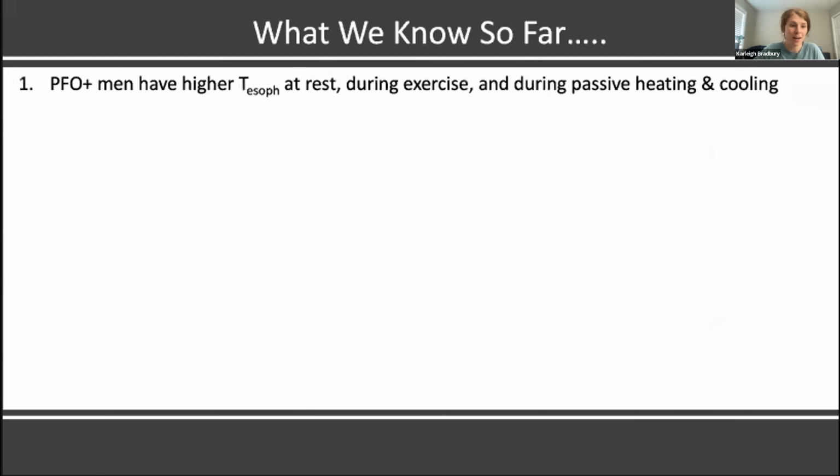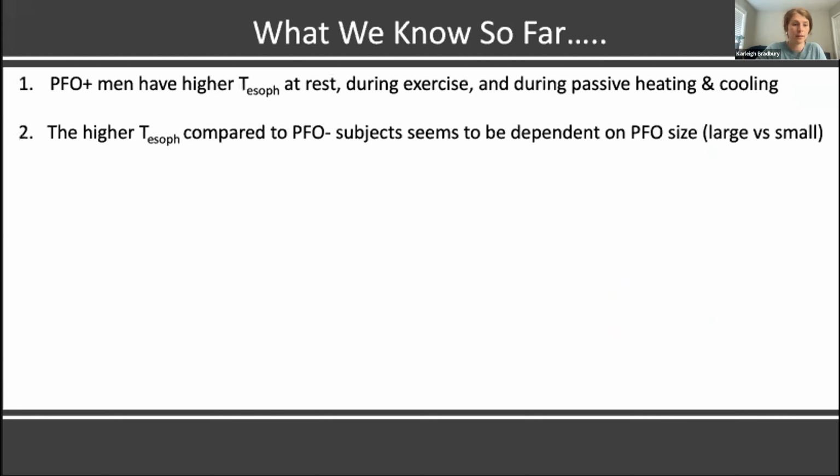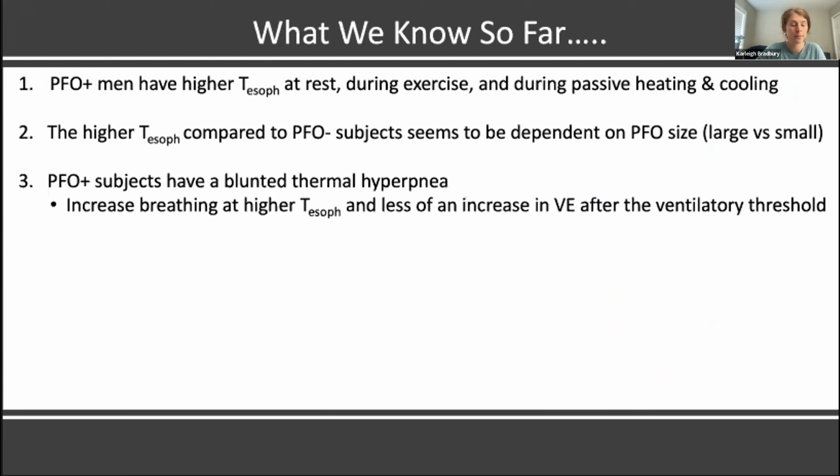So what we know so far is that PFO positive men have higher esophageal temperatures at rest, during exercise, and during passive heating and cooling. The higher esophageal temperatures compared to PFO negative subjects seem to be dependent on the size of the PFO, so large versus small PFOs. PFO positive subjects have a blunted thermal hyperpnea, so they increase their breathing at a higher esophageal temperature, and they have less of an increase in minute ventilation after that ventilatory threshold.